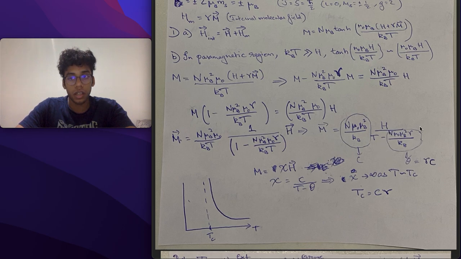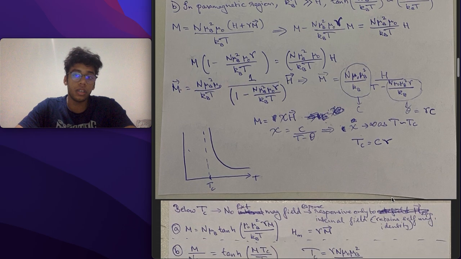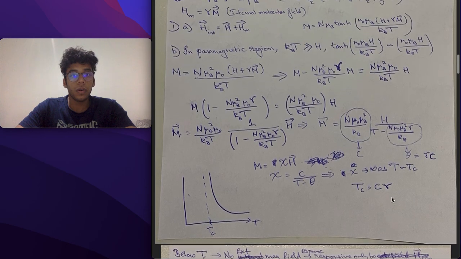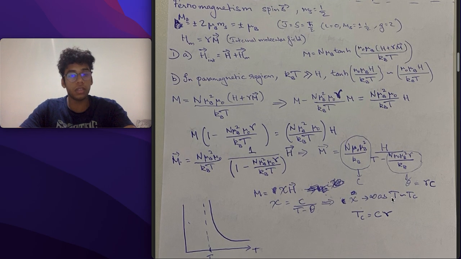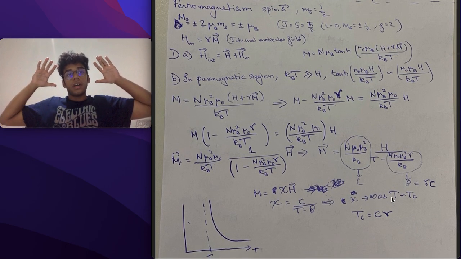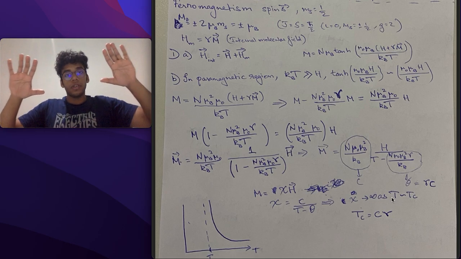So when you have this whole thing shooting off to infinity, that is your critical temperature, C gamma. So this is the paramagnetic regime, above a certain temperature.